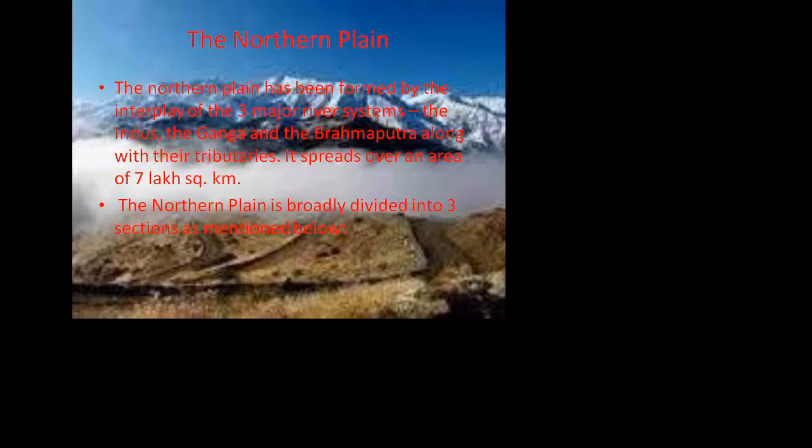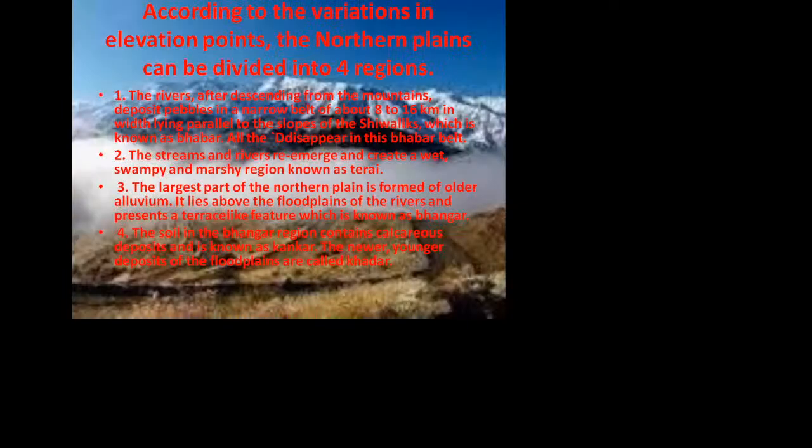Then let's talk about the northern plains. The northern plains have been formed by the interplay of the three major river systems. The three main rivers are the Indus, the Ganga, and the Brahmaputra, along with their tributaries. It spreads over an area of 7 lakh square kilometers.